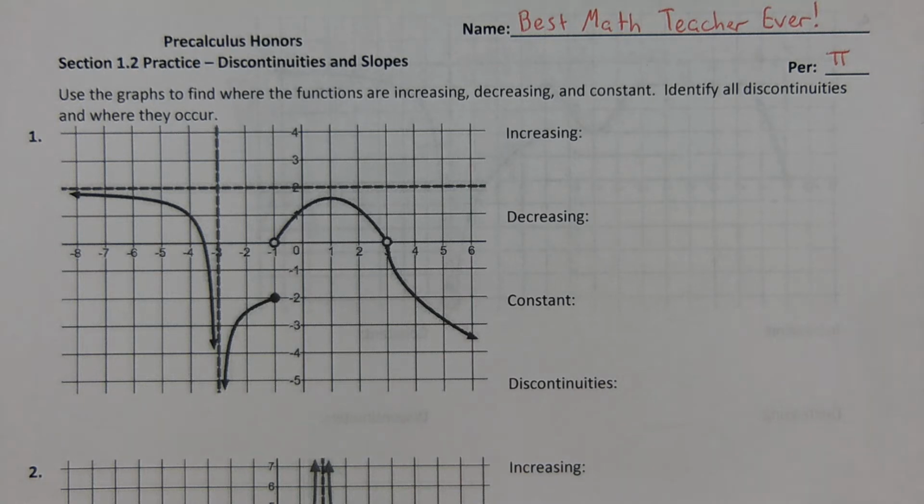All right, so first of all, where is it increasing? Remember what I said in the previous lesson. A zone of increasing is a place where your roller coaster car would be going up. So remember, we read from left to right, so I would like for you to read your graphs from left to right and imagine that you are riding this curve as a roller coaster.